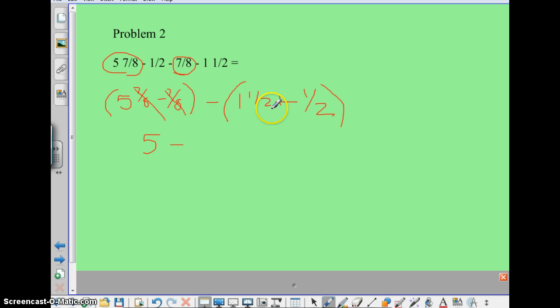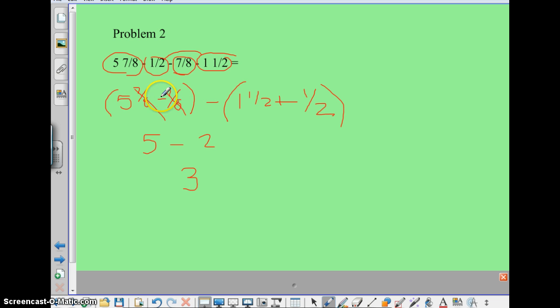Minus 1 1/2 and plus 1 1/2 plus 1/2. So 1 1/2 plus 1/2 is 2, right? Because I'm now putting this and this together to get like terms, to get a similar number. So 5 minus 2 is 3.